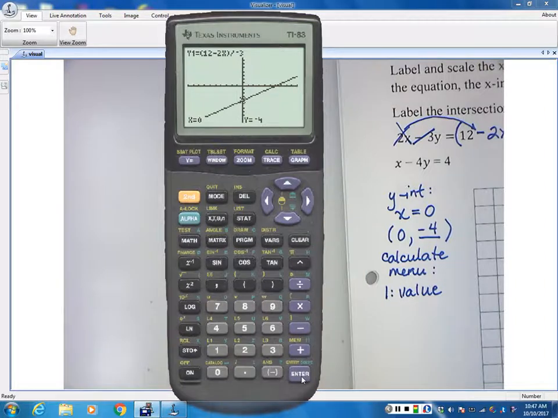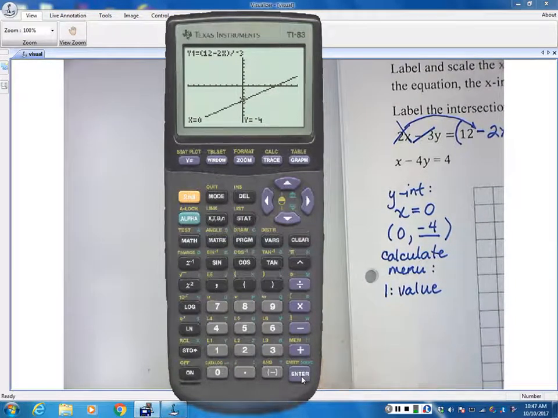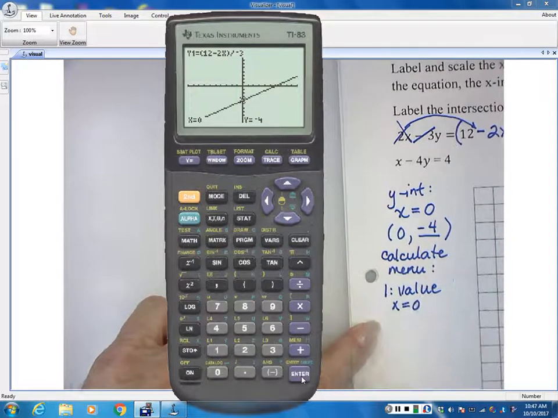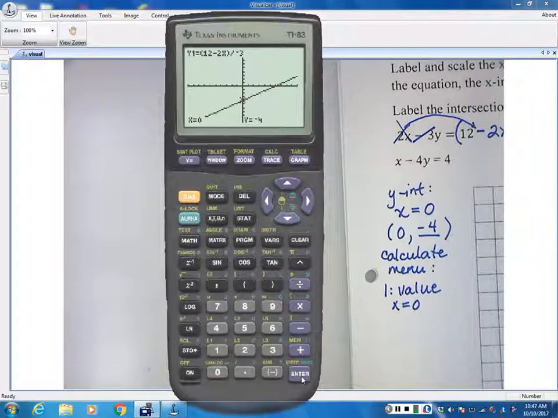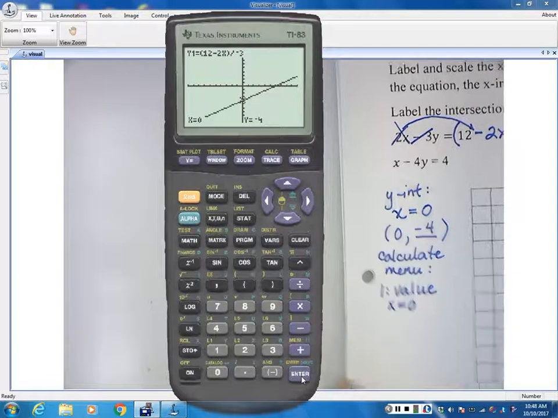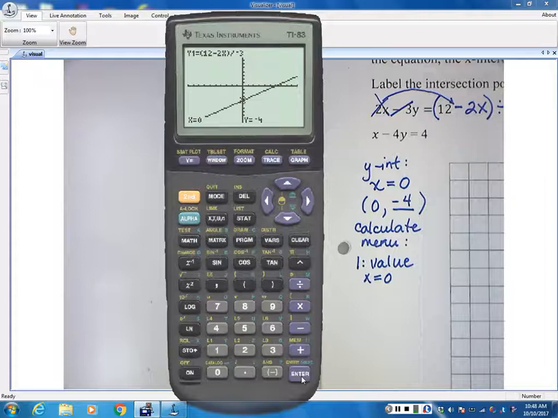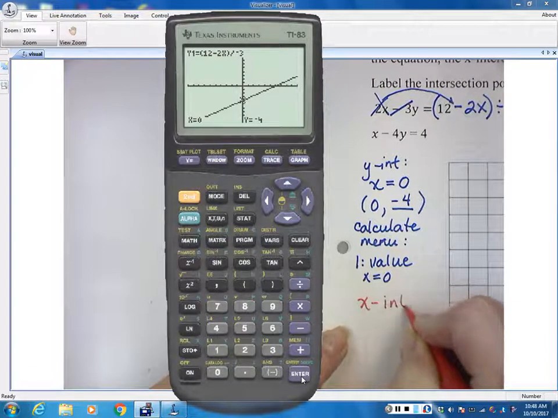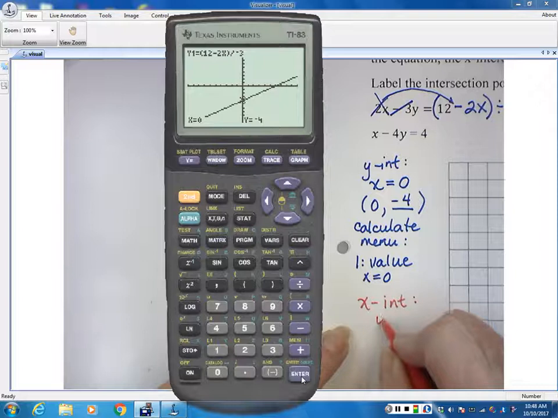So when you want your Y-intercept, you want to go to the calculate menu and choose one value and let X be 0. And it'll tell you your Y-intercept. Then the next thing that we want is the X-intercept. That's where Y is equal to 0.